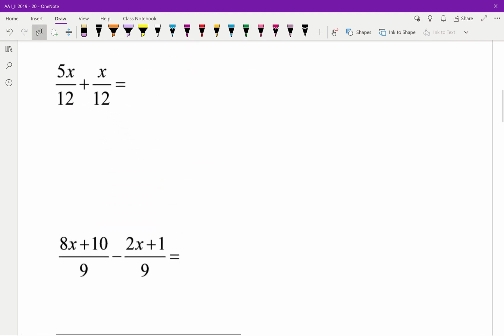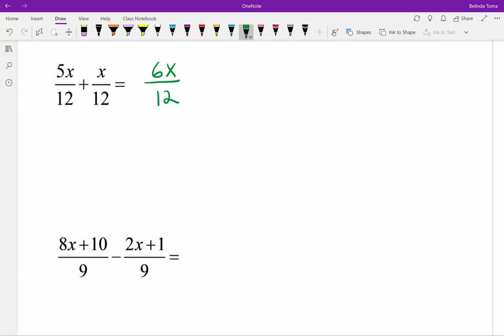If we have a common denominator already, that's a simple question. We're just going to add the numerators, 5x plus x, get our sum for the numerator, leave the denominator as it is as a 12, but then notice we need to look to simplify. 6 and 12 have common factors, so we can definitely reduce, and what our final answer is going to be is x over 2.